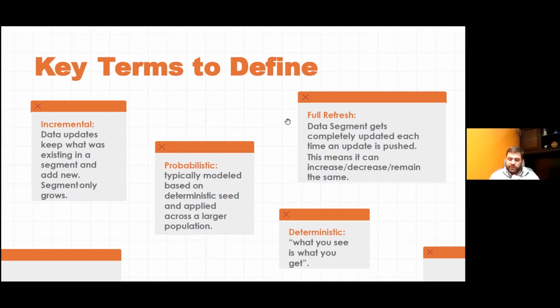So what they would be looking for is a full refresh, where every time a new data set comes through, it has a 90-day look back window on it, and only a 90-day look back window. By comparison, an incremental update segment is something where the audience segment continues to grow over time.